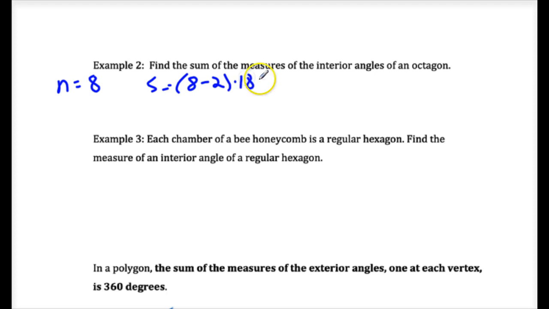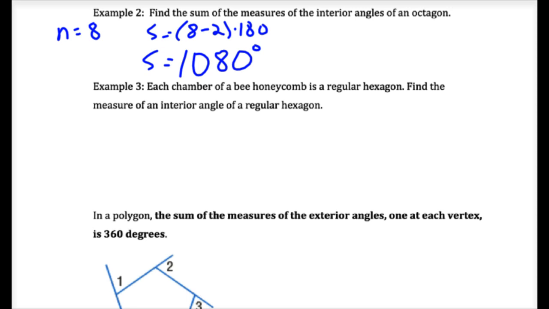Times 180. Tara, what's 8 minus 2 in your head? Everybody type in 6 times 180. 1,080. 1,080 degrees. We had an octagon, guys. All the angles added up would equal 1,080 degrees. Trust me on that. All right, now we're going to throw a curveball at you here.